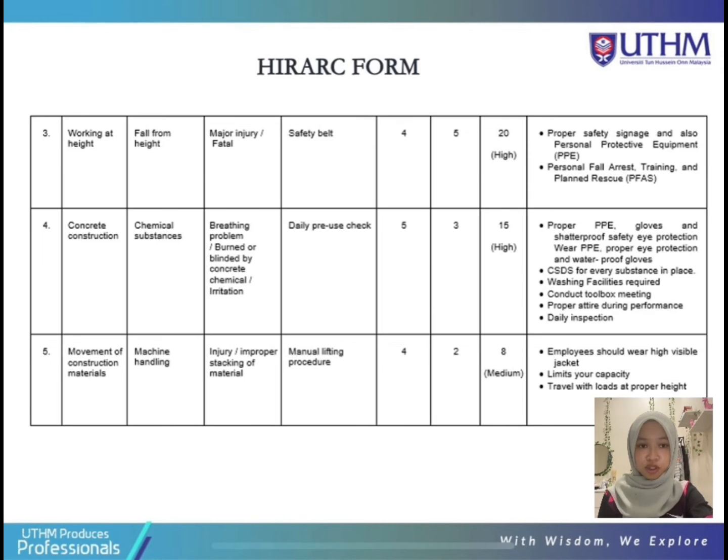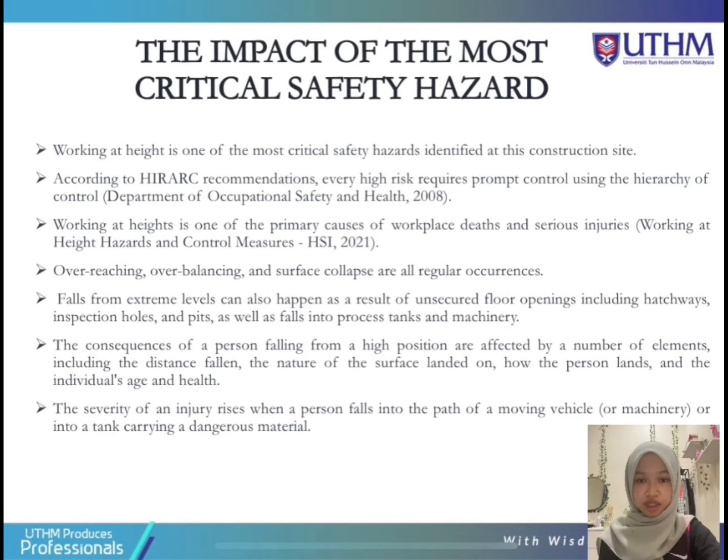Number 5 is movement of construction material. The hazard is machine handling, and the effect is injury. The risk analysis we get is 8, which is medium, and the risk control is that employees should wear a high visibility jacket. Next, I will explain the impact of the most critical safety hazard.